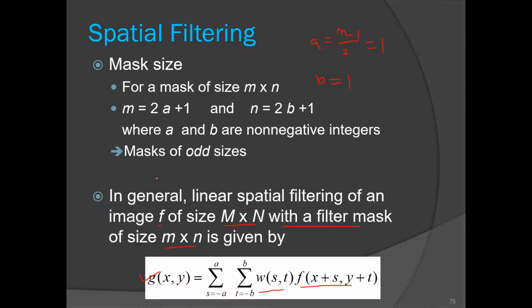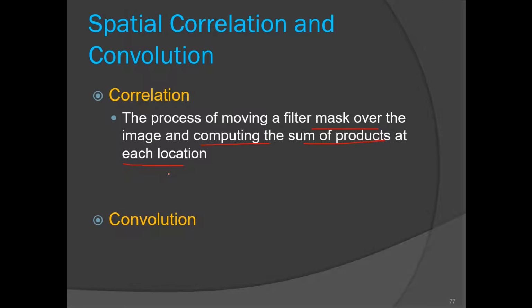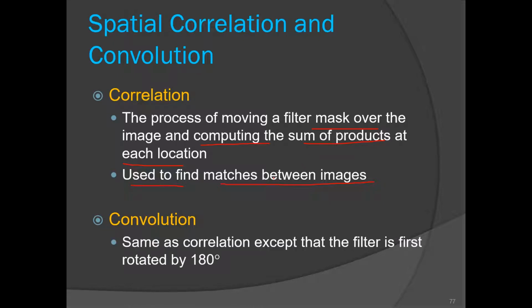Once again, the definition of correlation: it is a process of moving a filter mask over the image and computing the sum of products at each location. Correlation is generally used in pattern matching. It is used to find matches between images. Here we try to match a particular object in an image. That is the application of correlation.